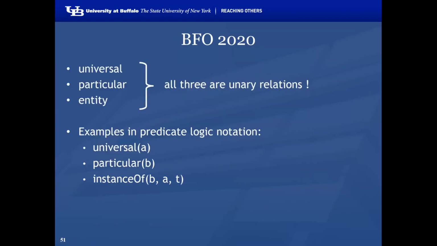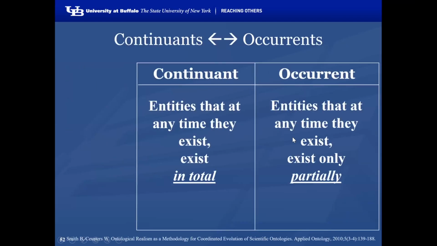So in BFO 2020, I said universal, particular, and entity, all 3 are unary relations. So we express that, for instance, like A is a universal, B is a particular, B is an instance of A at T.